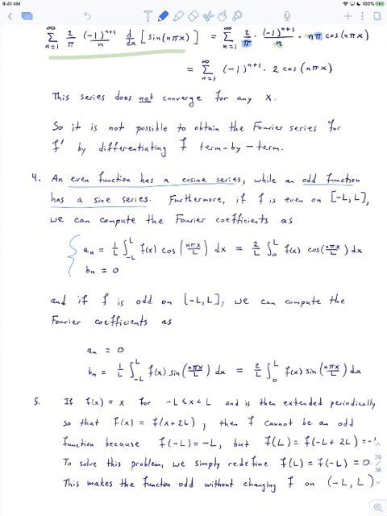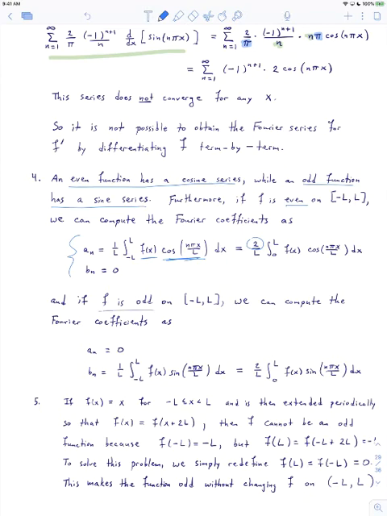Furthermore, to get the an's, you're integrating f against cosine. Now f is assumed to be even, and cosine is even, so you have an even function times an even function is an even function. So when you integrate an even function over a symmetric interval, that's the same as just integrating over half of it and multiplying it by 2. So it's the integral from 0 to L times 2. So that just makes your computations a little bit easier if you're dealing with an even function.